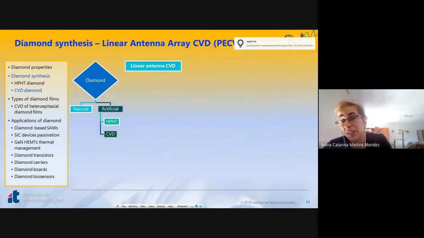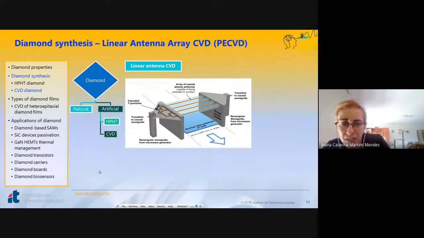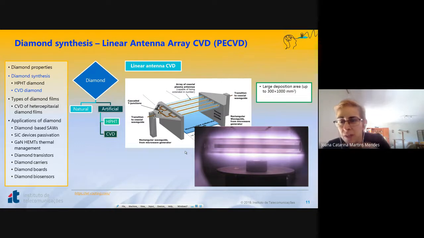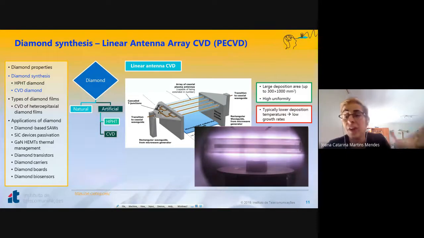And finally, you have linear antenna CVD. It also uses microwave energy, but now you deliver this microwave energy using an array of planar antennas. So you have the inner conductor, which is your coaxial antenna, but the outer conductor is replaced by the plasma. So you can get really large deposition areas simply by having several of these arrays in parallel. You can reach 300 by 1000 square millimeters, so it's a huge area, and the films are very, very uniform. However, you have low deposition temperatures, which means, again, low growth rates.